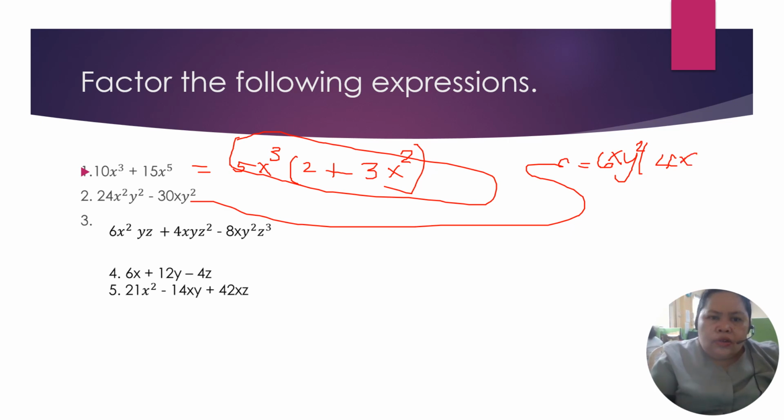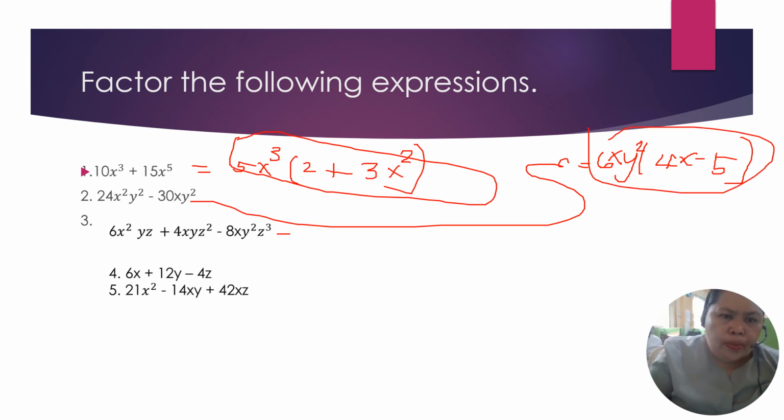4x minus 5. I mean, 30 divided by 6 is 5. Oh, that was a mistake. Okay, 5 only.